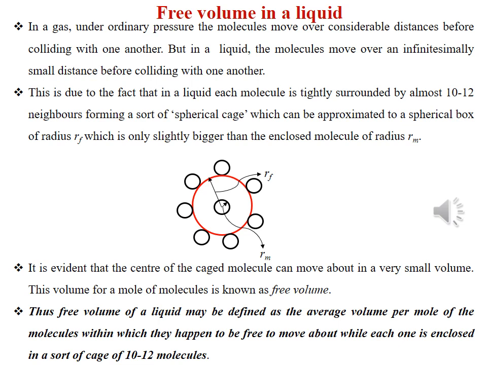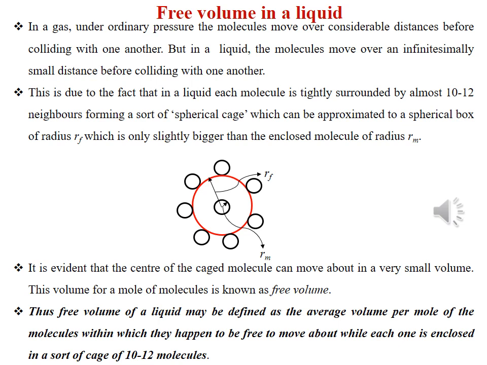Now let's come to a very important term, which is free volume in a liquid. In a gas under ordinary pressure, the molecules move over considerable distances before colliding with one another. But in a liquid, the molecules move over an infinitesimally small distance before colliding with one another. This is because in a liquid, each molecule is tightly surrounded by almost 10 to 12 neighbors, forming a sort of cage, which can be approximated to a spherical box. So, dear students, please see this picture.